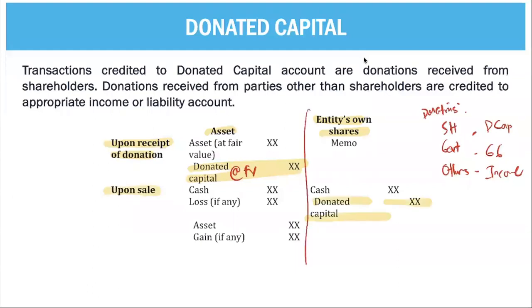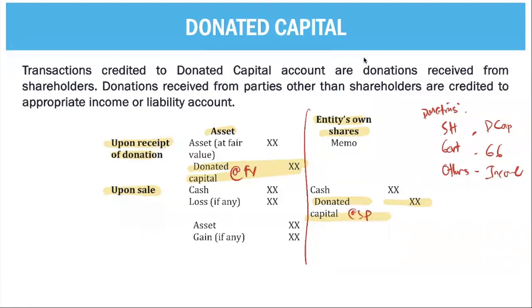Ingat kayo dito sa donated capital. Ito lang yung gusto kong alamin ninyo dito. Pag asset yung binigay sa inyo ng shareholder, kailan magkakaroon ng donated capital? Pag na-receive mo yung donation. At what amount? At fair value. Pero pag entity's own share, kailan ka magkakaroon ng donated capital? Pag nabenta mo na siya. At what amount? Of course, at the selling price. Clear?